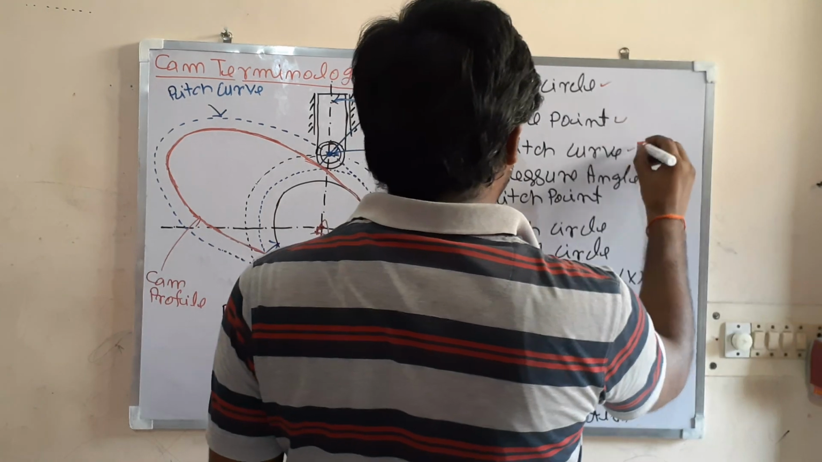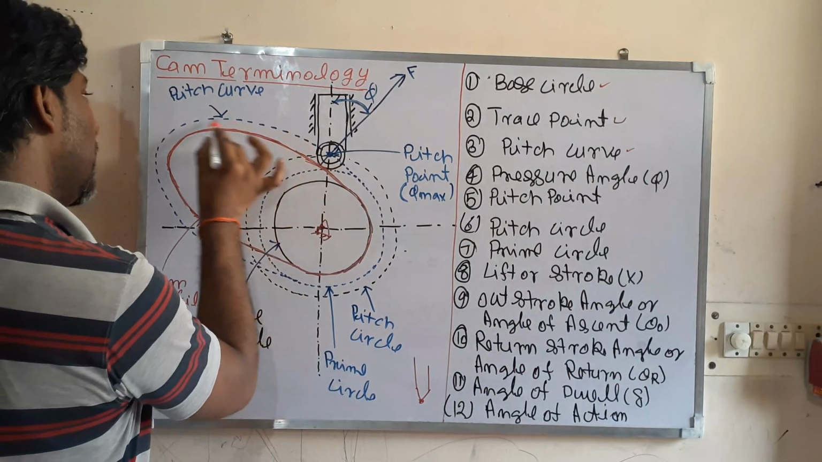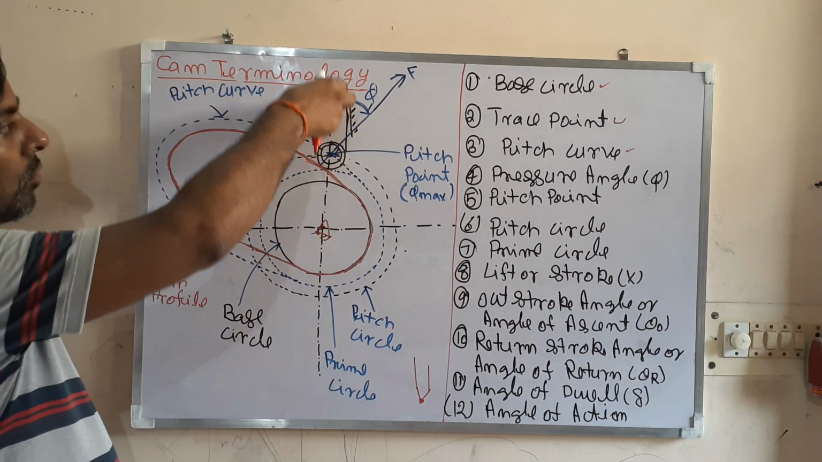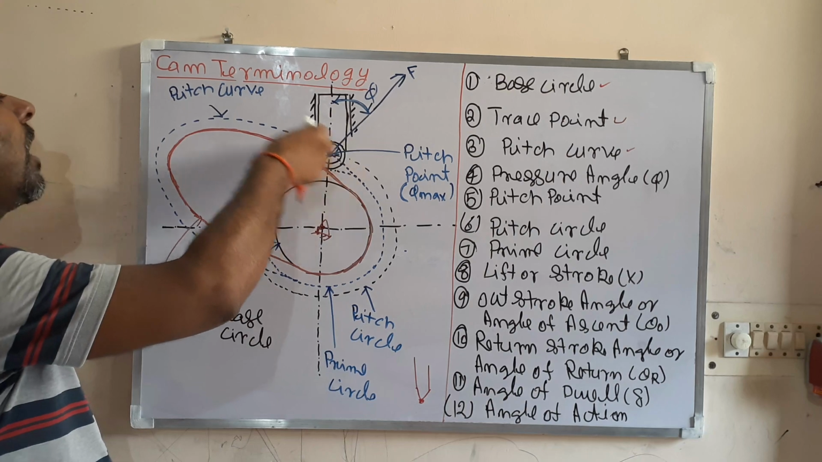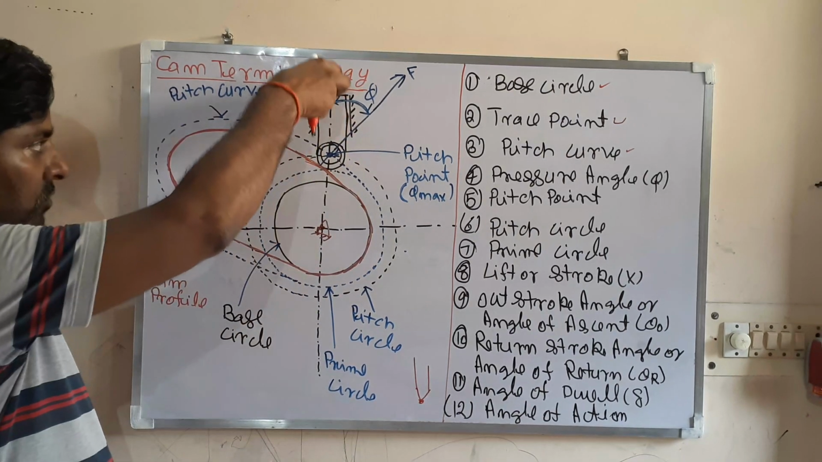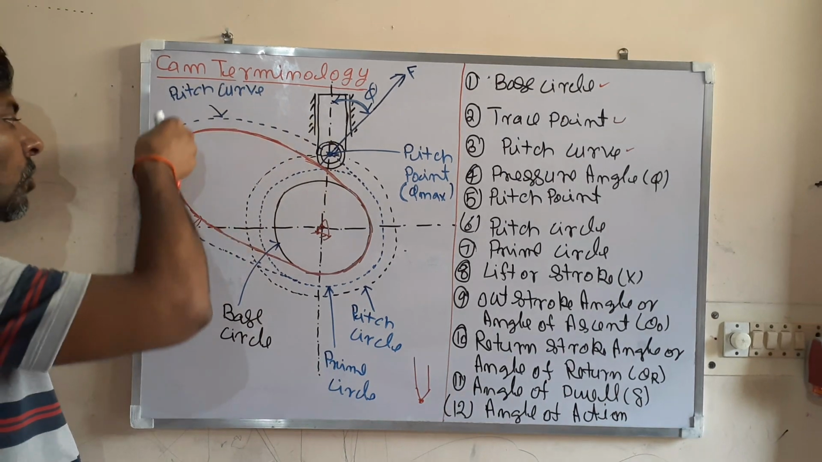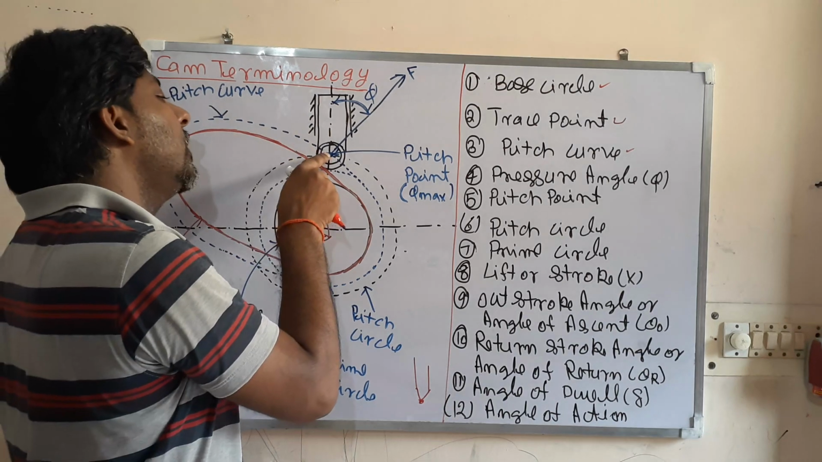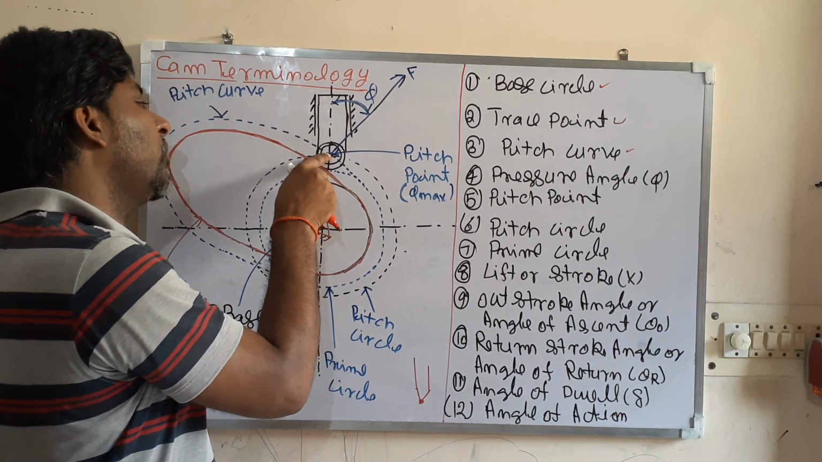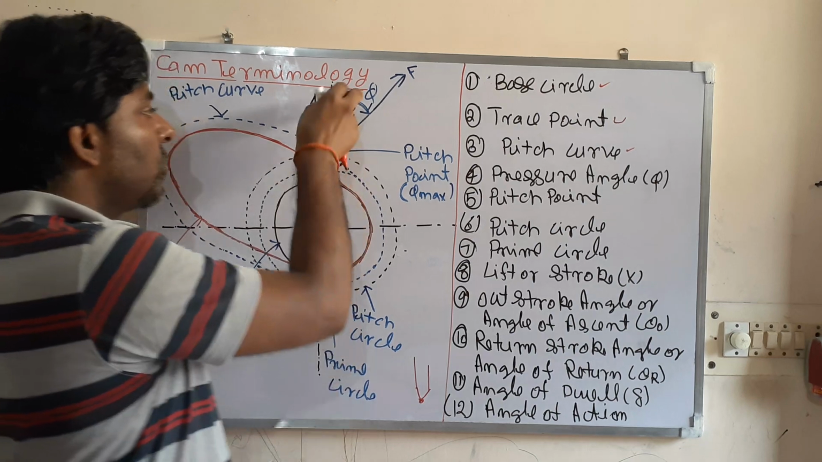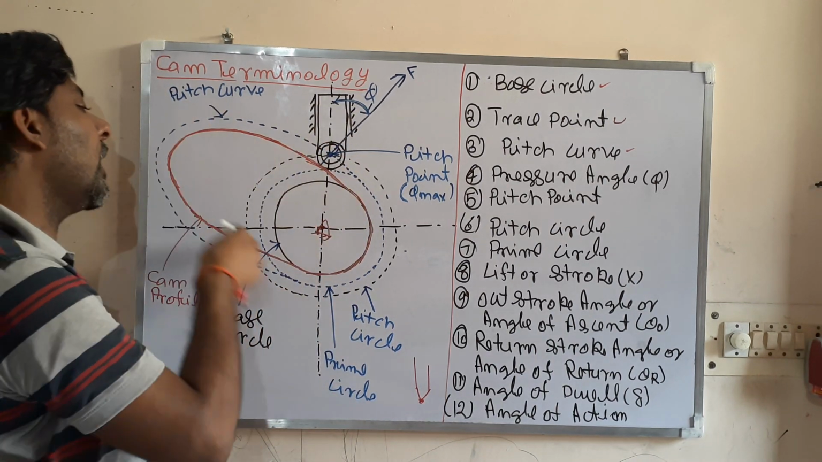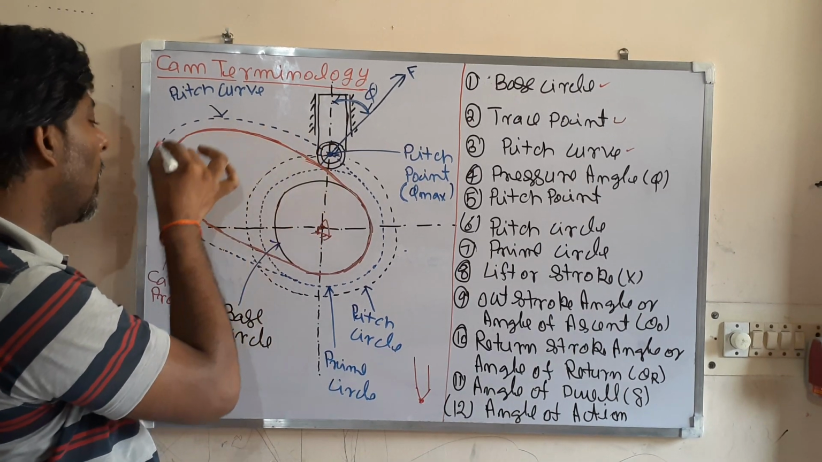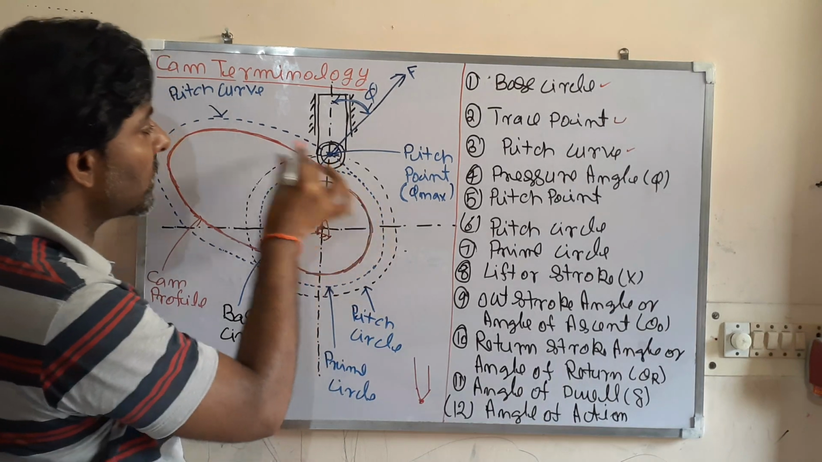Next is the pitch curve. This is the pitch curve. How can you get the pitch curve? If this roller moves all around the cam profile, आप इसको हाथ से लेके इस cam profile पे इसको roll कराइए. Then the curve traced by the trace point is known as the pitch curve.